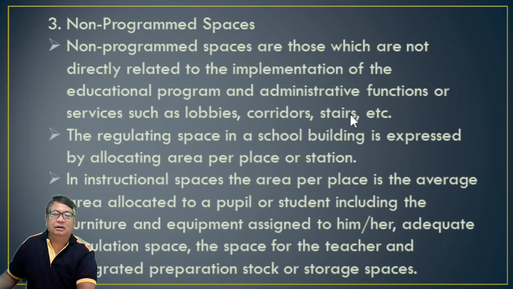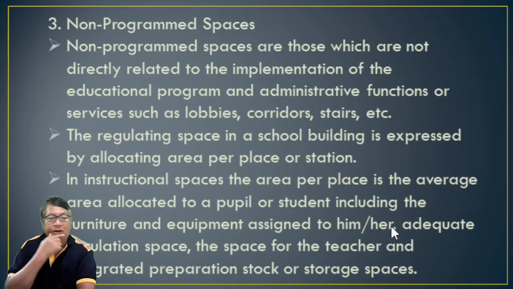The space regulating standard in a school building is expressed by allocating area per place or station. In instructional spaces, the area per place is the average area allocated to a pupil or student, including the furniture and equipment assigned to him or her, adequate circulation space, the space for the teacher, and integrated preparation and storage space. So when we say furniture, this refers to the chairs or the table or any other physical facilities that will be very important for the student to use.